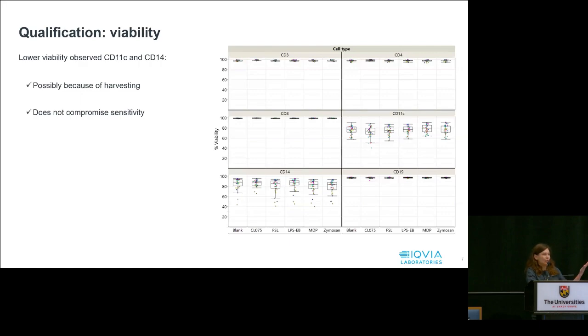We also see this lower viability for these cell types when we see a very good sensitivity, so when the donors showed a good response to all ERMI controls. So in our opinion, this lower viability that we can see for these cell populations is not a reason for concern.